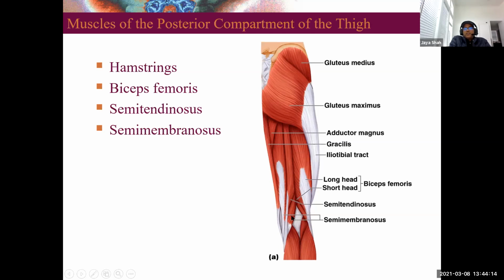Under the semitendinosus, you have semimembranosus muscle. Okay. These muscles together are called hamstring muscle. It's like in the old British time, England, they used to hang the ham in the meat shop through these muscles, and that's why we call them hamstring muscles.